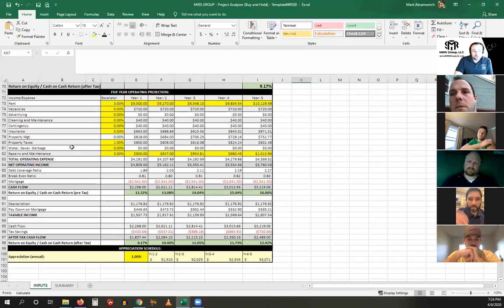So in the calculator, these are your escalators. This is the stuff that allows you to adjust what happens year over year. So rent is set to 3%. That's not going to be happening in the next year or two.